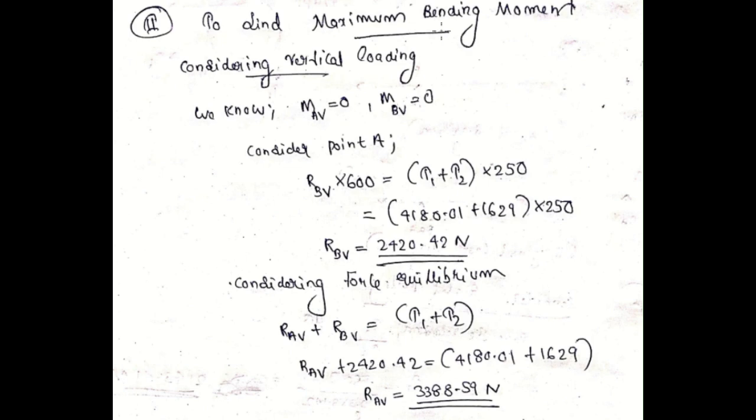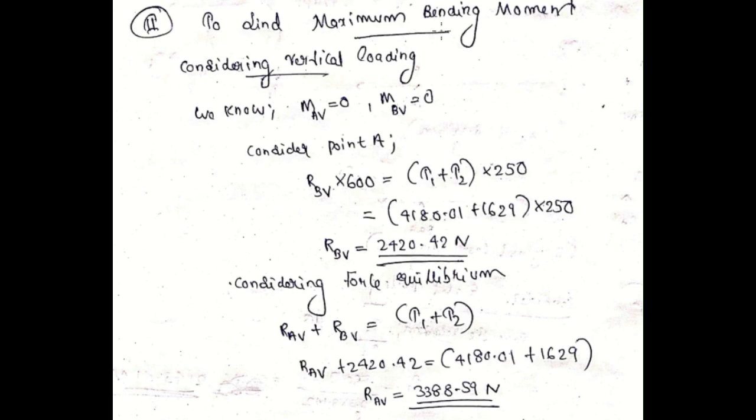The other thing we know is that the forces will be in equilibrium. Moment at that point will be 0 and the forces will also be in equilibrium. Taking the force equilibrium, the force in the upward direction is equal to the force in the downward direction. That means R_AV plus R_BV equals the sum of T1 plus T2. Simply the force equilibrium equation. From that you can find R_AV. Now we have the values of R_BV and R_AV.